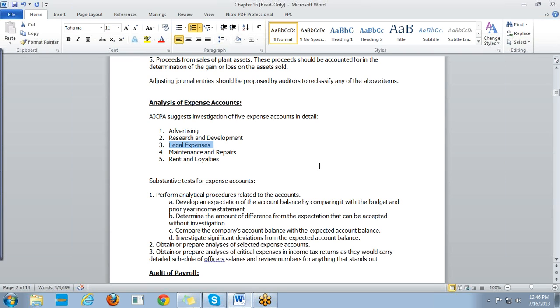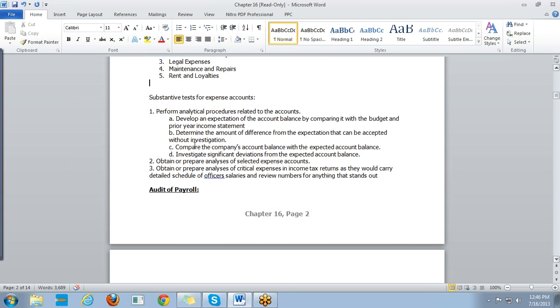Legal expense. What are these expenses for? Any hidden lawsuits? Anything that should have been capitalized by error that has gone into repairs and maintenance? Rents and royalties: any secret revenue or any secret expenses or royalties being paid that you're not aware of, or maybe they have made a mistake. So that's what the AICPA suggests, that you directly investigate these accounts and do some substantive testing.